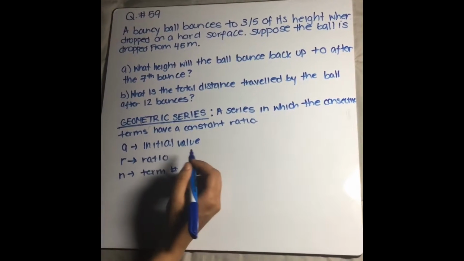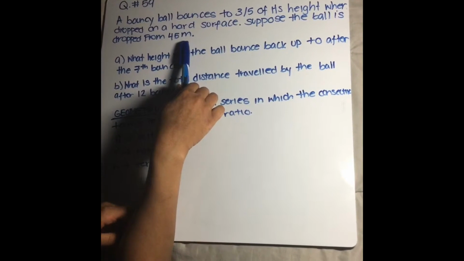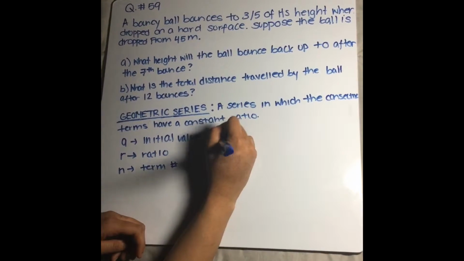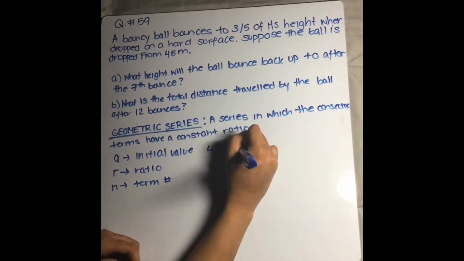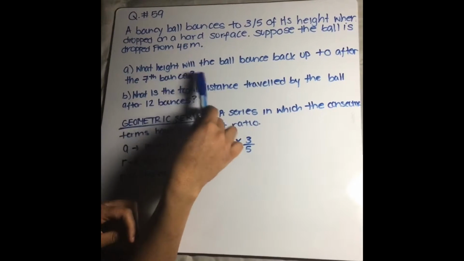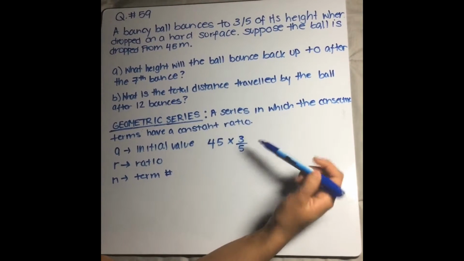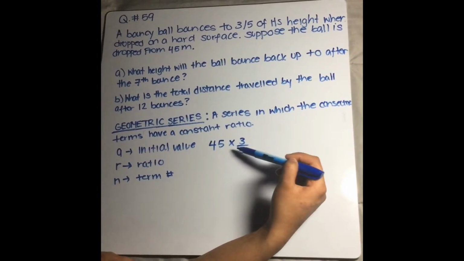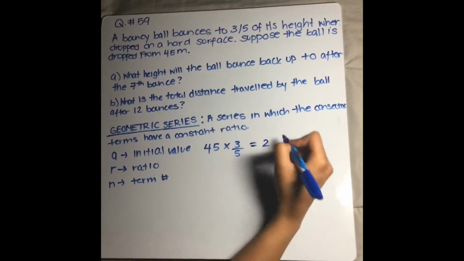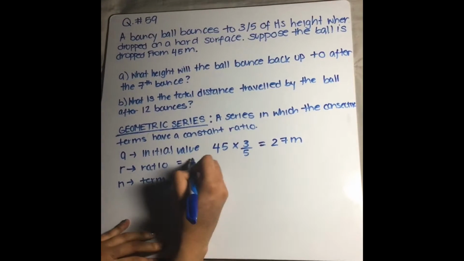In our case, the initial value is actually not 45, which most people might think because it is the initial height of the ball, but it's actually 45 times 3/5, because the first question asks about the height after the 7th bounce. So the question starts when the ball has already bounced, and by the time it has bounced the first time, it would be 3/5 of the initial height, which was 45. Once you do that, you get 27 meters as your initial. For your ratio, that's just your 3/5.